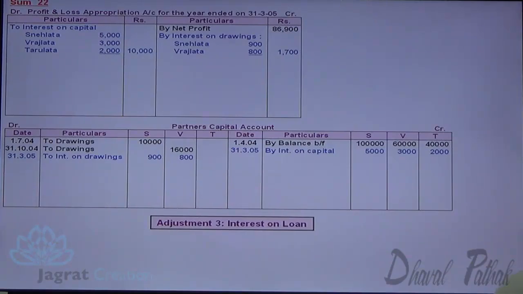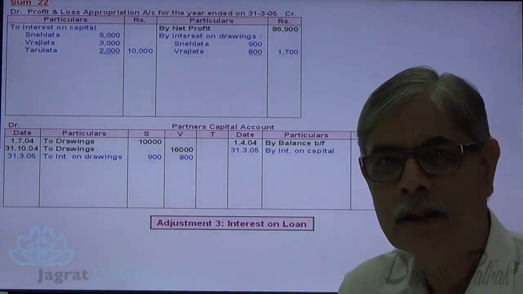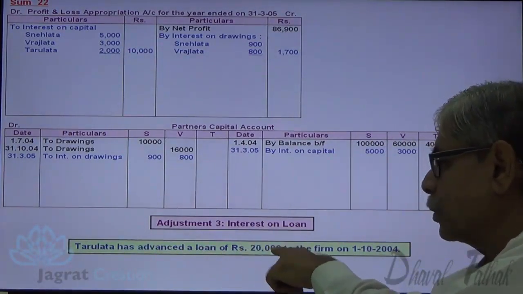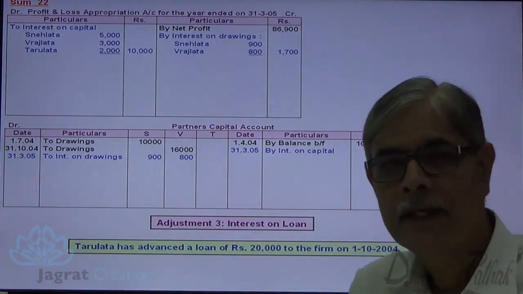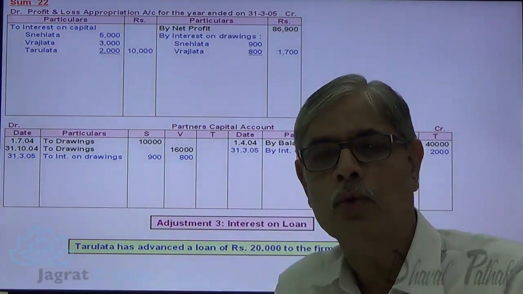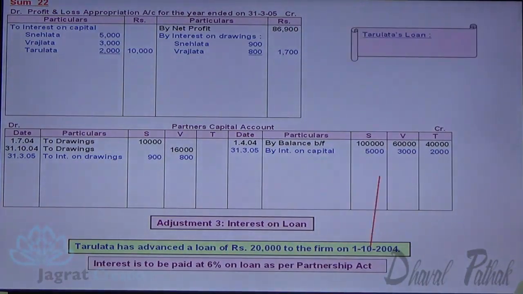Next, interest on loan from a partner. Tarulata has advanced a loan of 20,000 on 1/10/2004, period for which interest gets calculated is from 1/10/2004 to 31st of March 2005. That is how many months? 6 months.